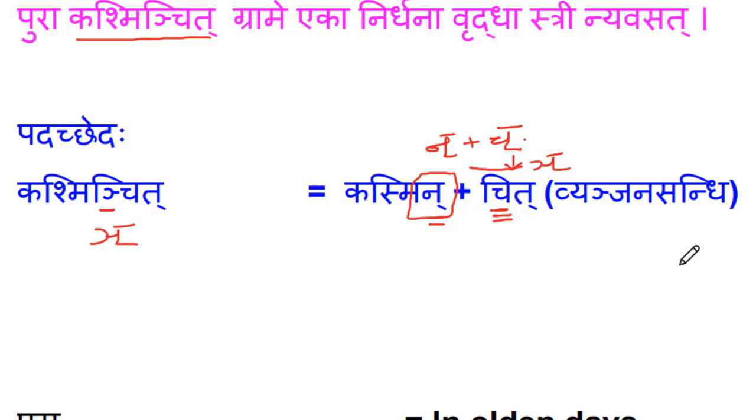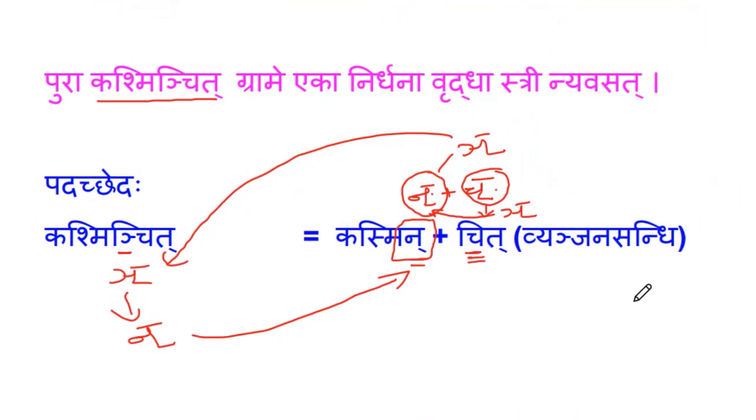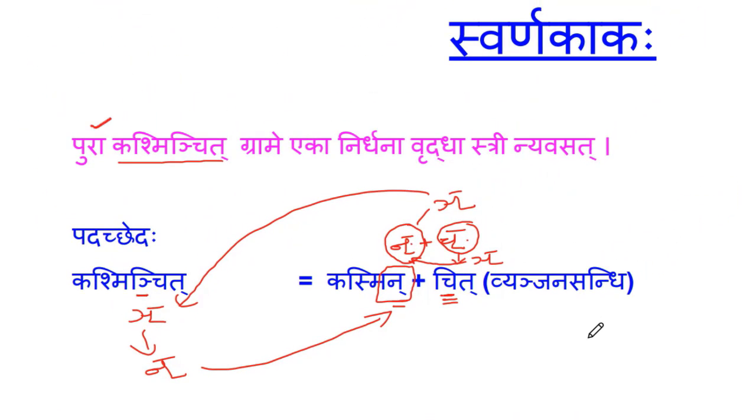This Nya will come in the place of N. If you get an N before the plus and a Cha after the plus, this N will change into a half Nya, because it is half N only. So this Nya came when joined together. When you split, this Nya goes back to its own form, that is N. So that N came back when you split: Kasmin plus Chit. So two words are there.